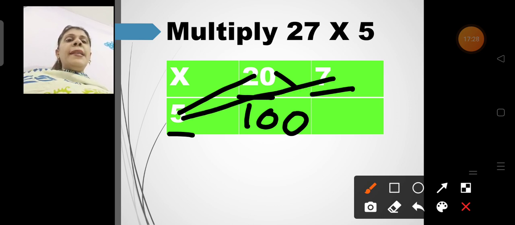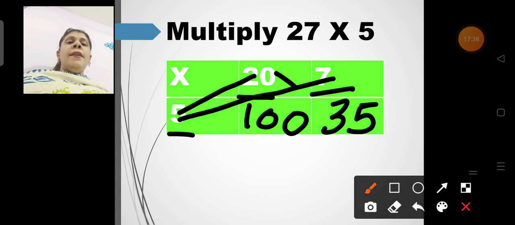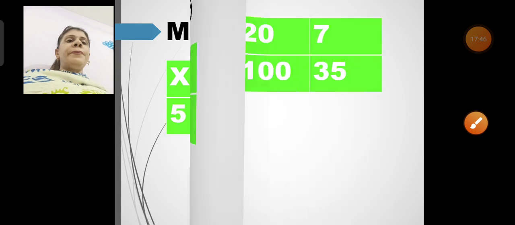Now I will multiply 7 by 5. 7 ones are 7, 7 twos are 14, 7 threes are 21, 7 fours are 28 and 7 fives are 35. So what answer am I getting? 135. So let us add this.